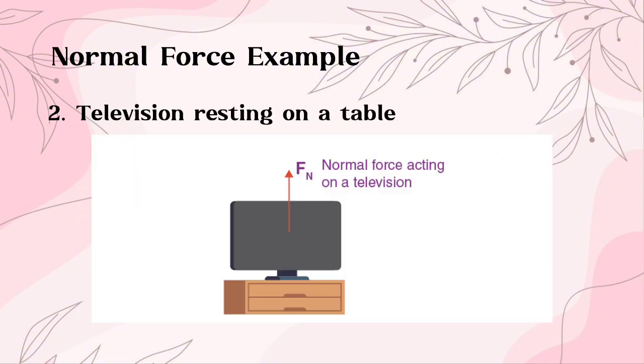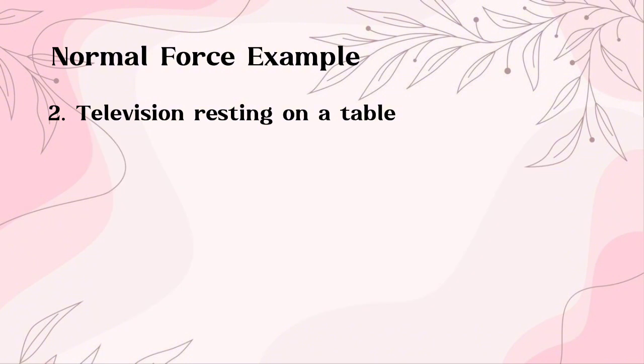Then, the second one is a television resting on a table. When a television rests on a table, a perpendicular force exists on the television. As this force is acting perpendicularly to the surface of the television, this force will be none other than a normal force, of course. So, from these examples, it is clear that when a force acts in a perpendicular direction, it will be termed a normal force.